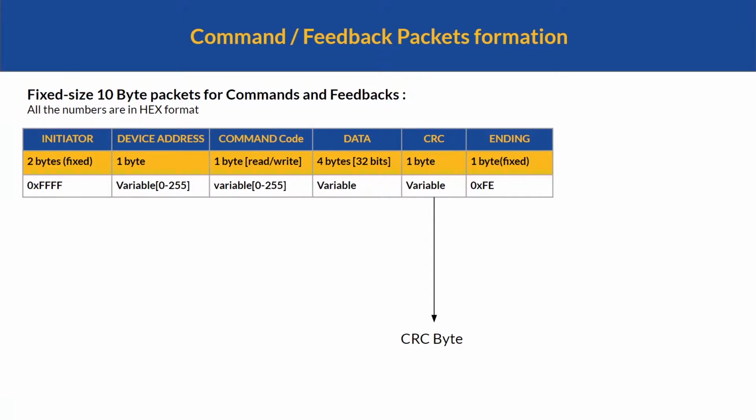There is a CRC byte here, which is not used in beta models, just for redundancy check. And the last byte is the constant value of FE, which defines the end of the packet. So by combining all these together, you can make a packet to send, or you can interpret a packet that's coming back from Solo.